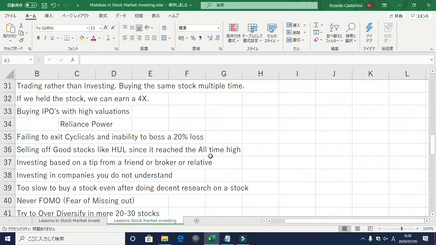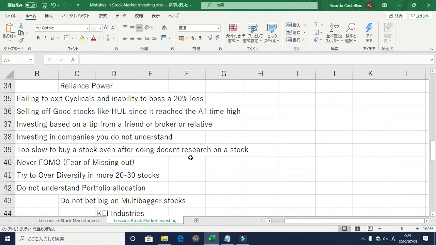Another mistake is investing or buying a stock based on a tip from a friend or a broker or a relative. Never do this. I repeat, never buy a stock based on a tip from a friend or a broker or a relative. Never invest in companies you don't understand. Also, another common mistake is being too slow to buy a stock even after doing decent research on it. You need to have patience, but you also need to make very quick decisions, especially when the stock is trading at a discount. Never have the fear of missing out, also called FOMO. Never FOMO.